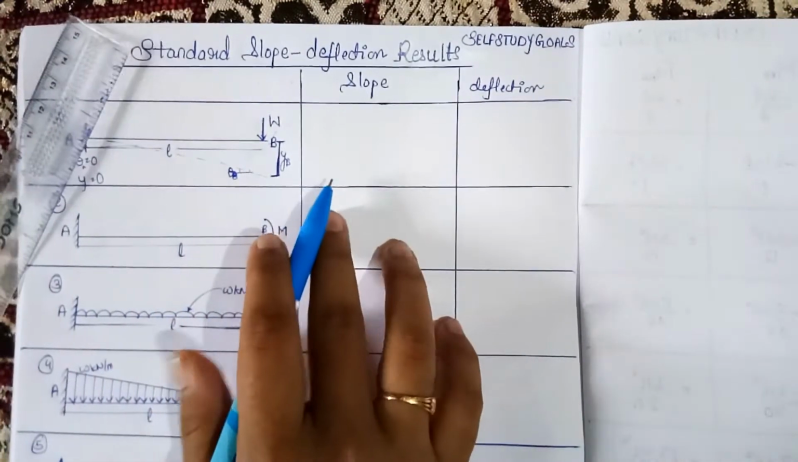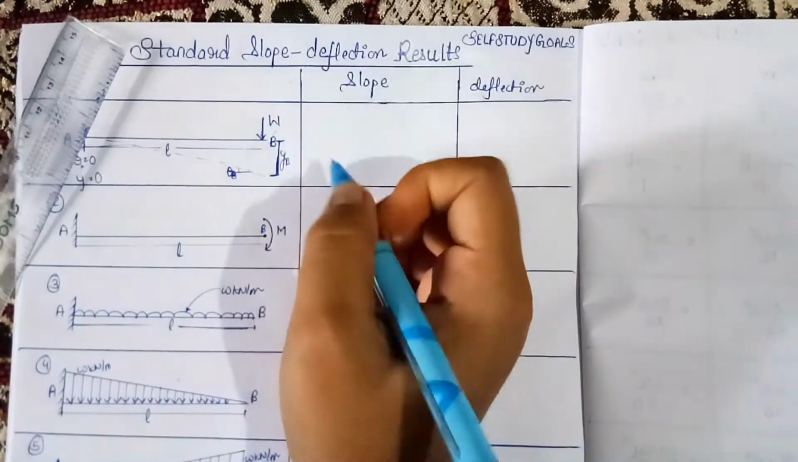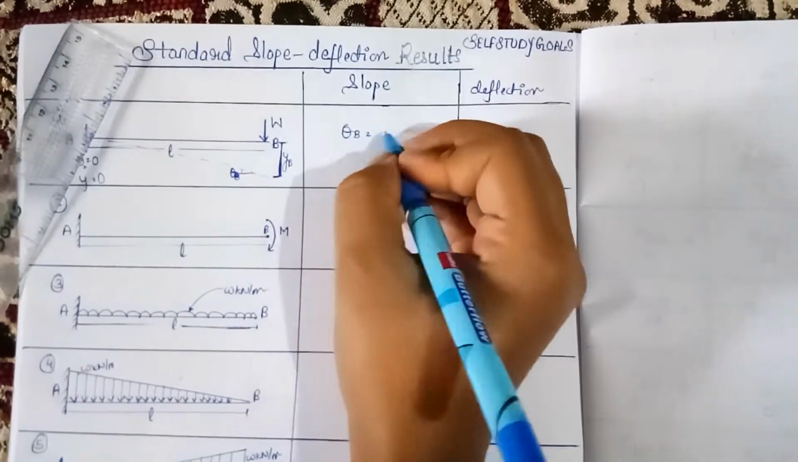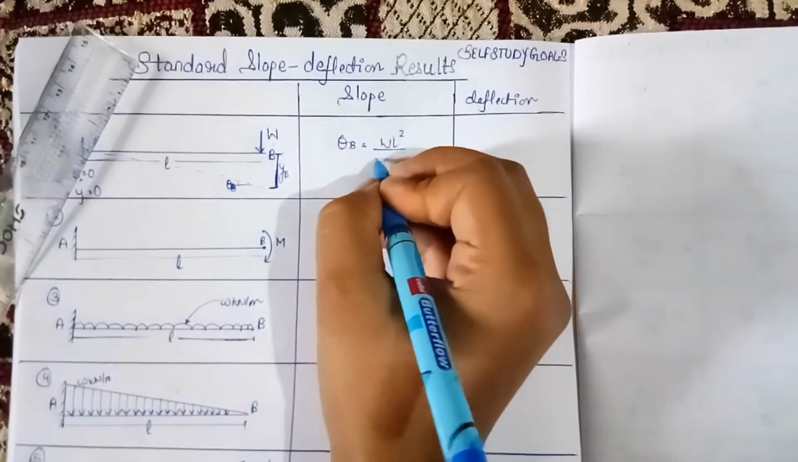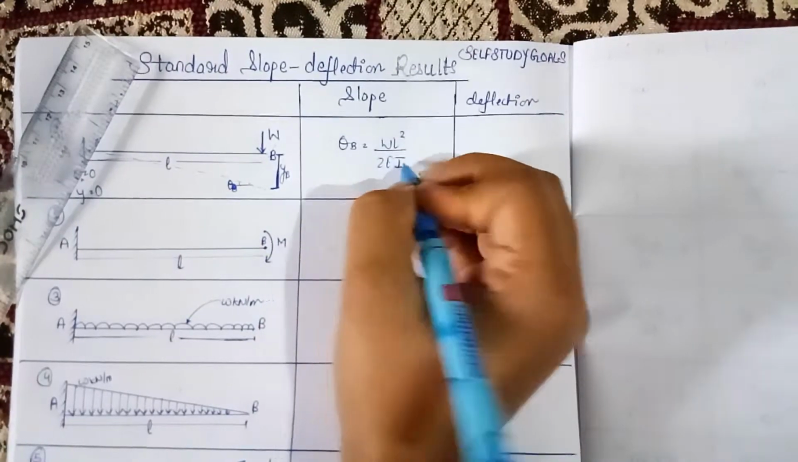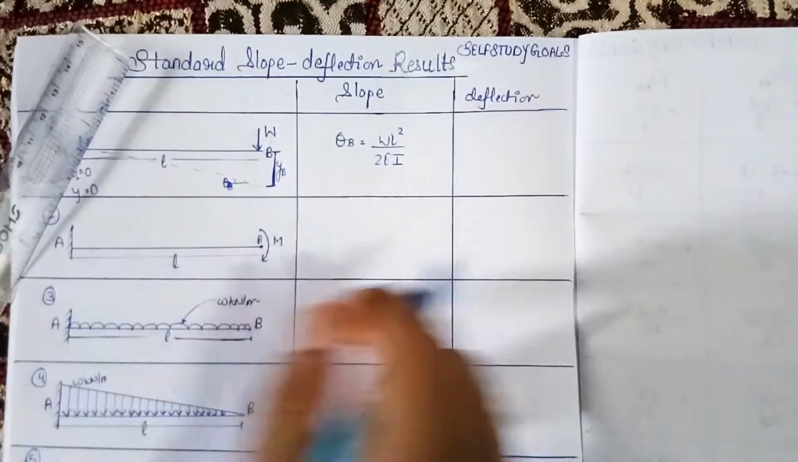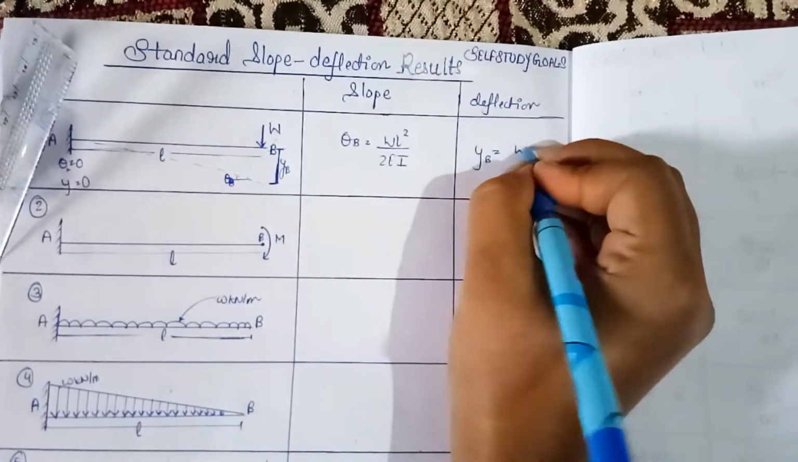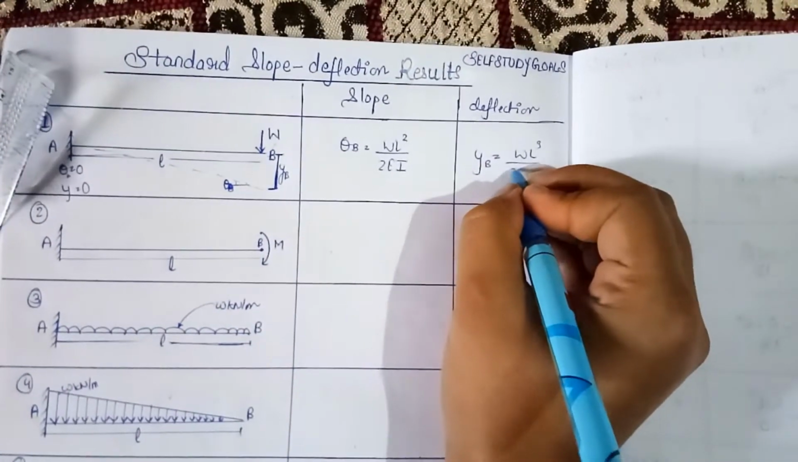Okay, so what is the slope at B? The slope at B, theta B, will be equal to WL square by 2EI. And what is the deflection at B? The deflection at B will be equal to WL cube by 3EI.